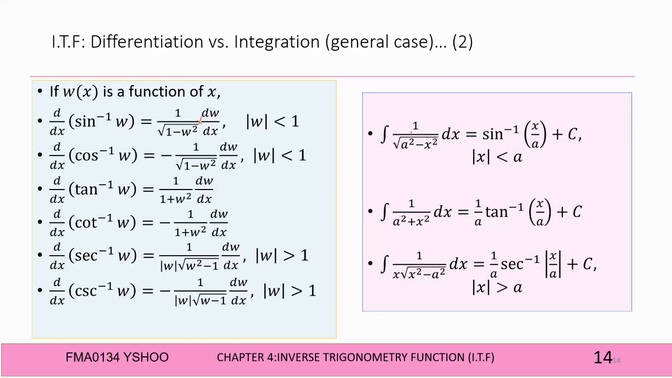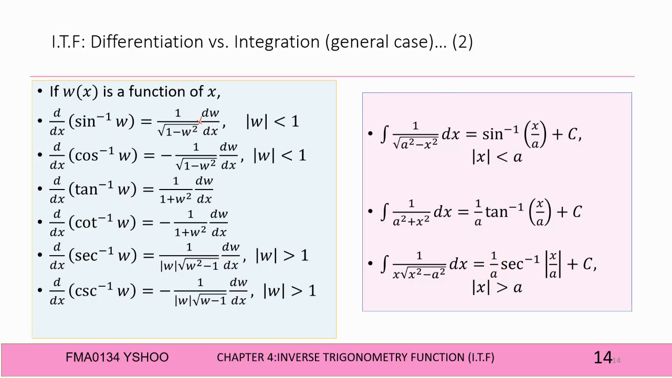Now, if you see here, the formula provided is the integral of 1 over square root of a squared minus x squared dx equals sine inverse of x over a. You need to pay extra attention to the tangent: this is 1 over a, and our secant is also 1 over a. The only one without 1 over a is sine inverse.